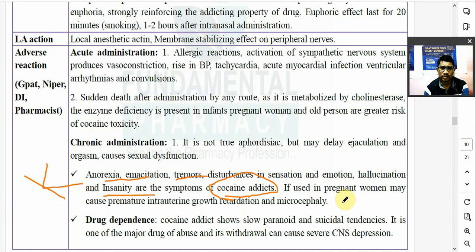If it is used in the pregnant woman, it may cause premature intrauterine growth and retardation of fetus, and it can cause microcephaly. So cocaine is also teratogenic in nature. Cocaine is teratogenic in nature. Foreign girls mostly keep up with cocaine addiction. They are like a lady Kabir Singh in foreign countries. Their children have problems with growth.